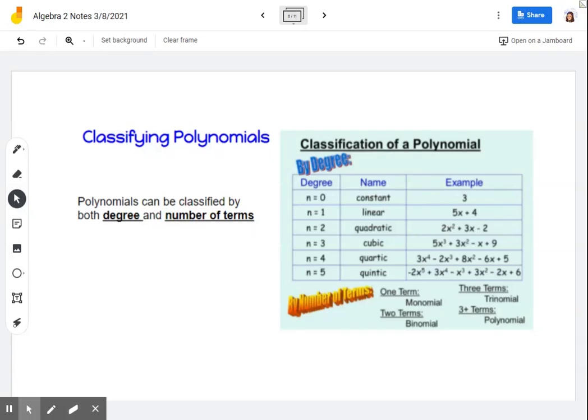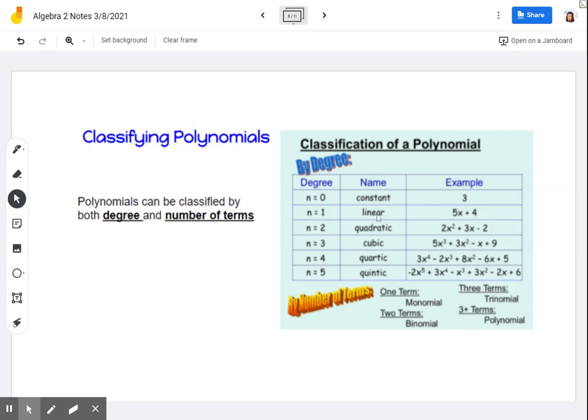Good morning, everyone. Today we're going to be talking about how to classify polynomials. So in this unit, we're going to have to classify polynomials both by their degree and by their number of terms. Some of these terms you may have heard before, some of them might be brand new to you. If we're talking about degrees, any sort of a constant, anything that's just a number, no variables, any constant term has a degree of 0.